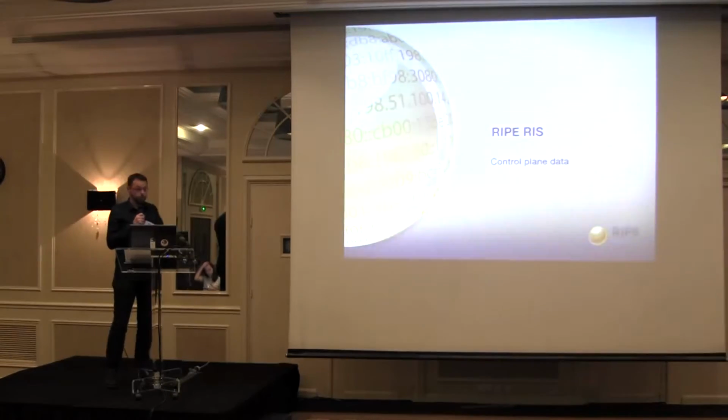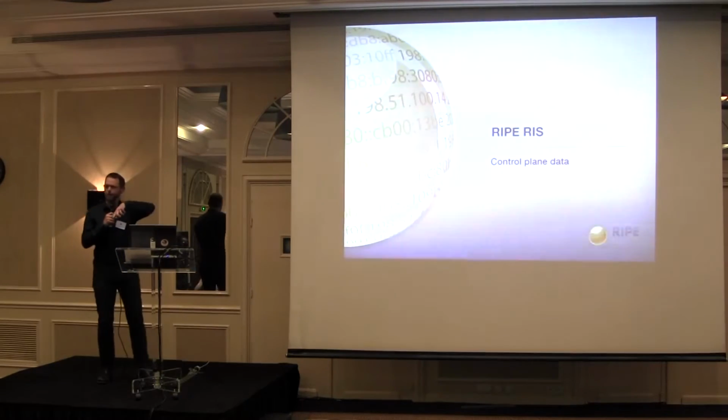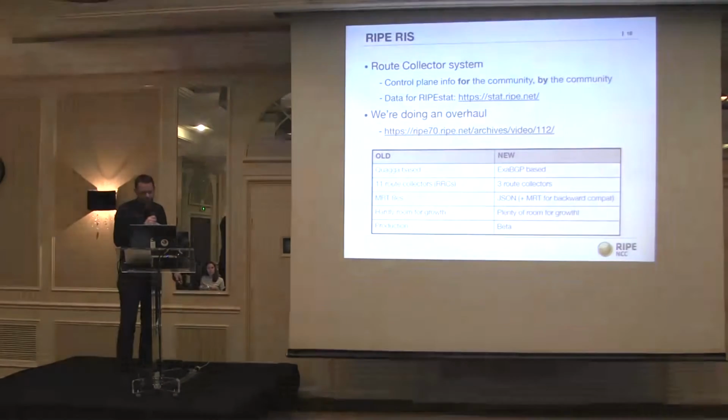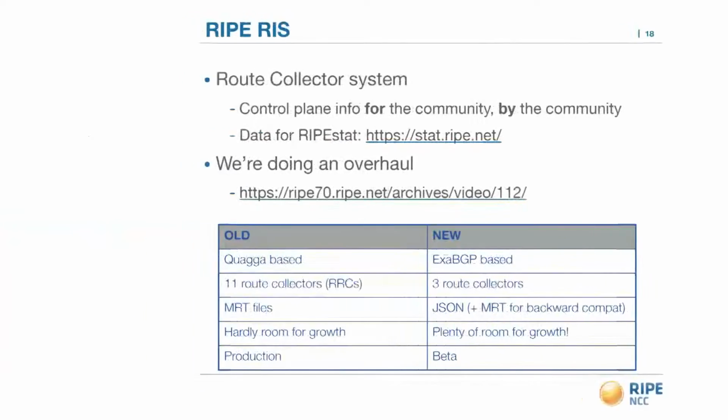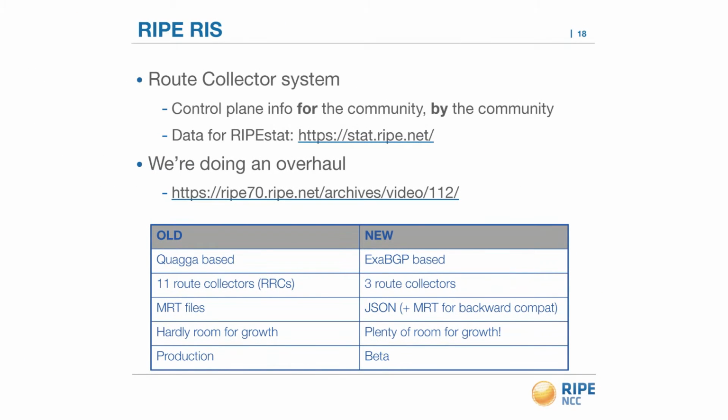First, RIPE RIS, control plane data. RIS, the route collector system. We look at the control plane. We collect info from the community, for the community, by the community. And this is data that you can download from RIS, and it's a lot of what powers RIPEstat, and there's the URL there.